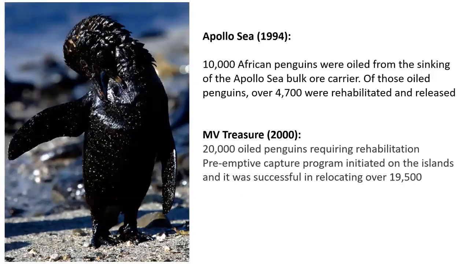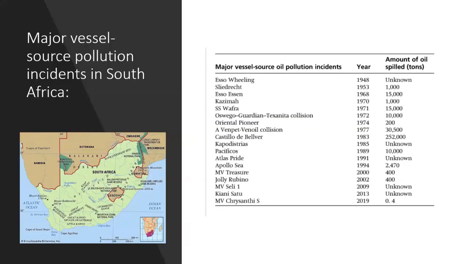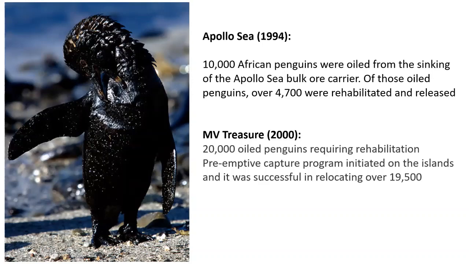These more minor incidents, and I say minor, but they were not minor for the ecosystems involved. We have a huge problem with these spills in that the African penguin is mostly affected. The Apollo Sea sinking in 1994 left 10,000 African penguins oiled, and of those, only 4,700 were rehabilitated and released. We had the MV Treasure in 2000, in which 20,000 penguins were oiled. They all required rehabilitation. There was also a preemptive capture system to capture those that they thought might have been impacted or were going to be impacted by the damage of the spill.